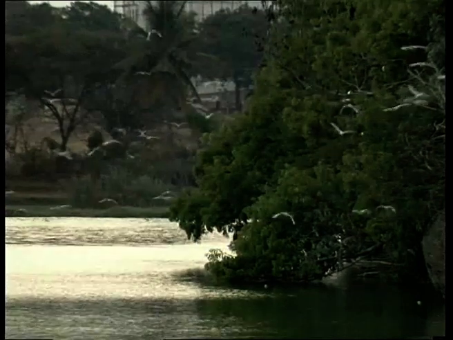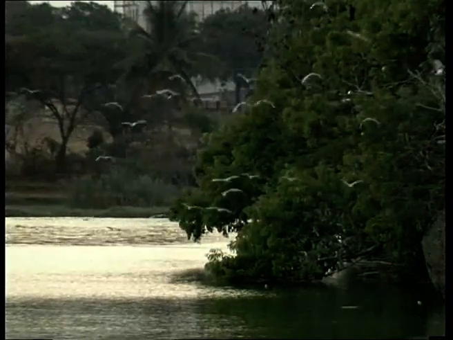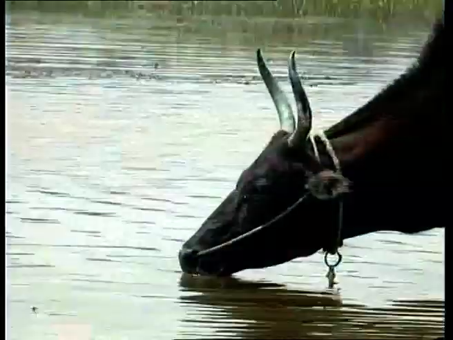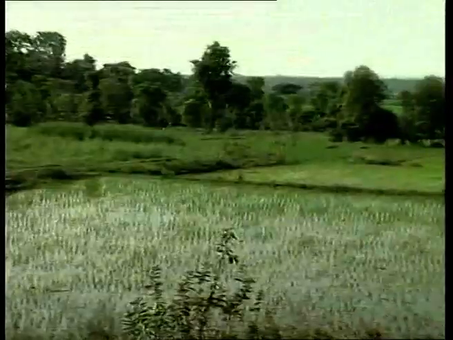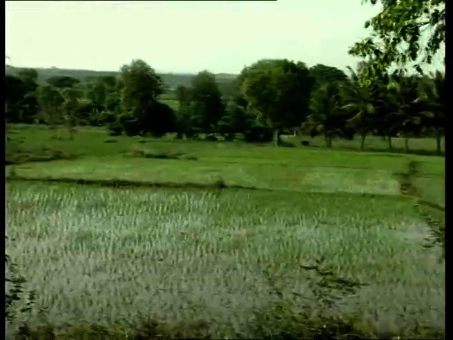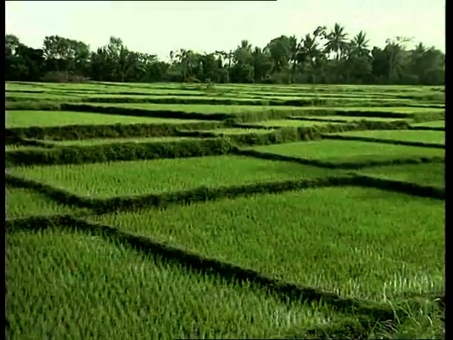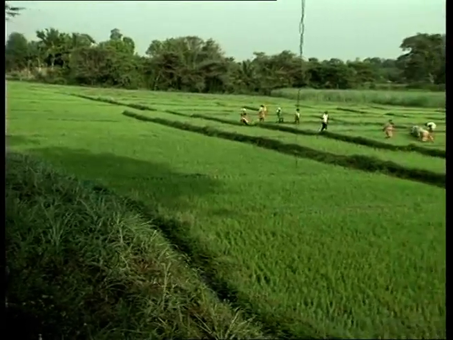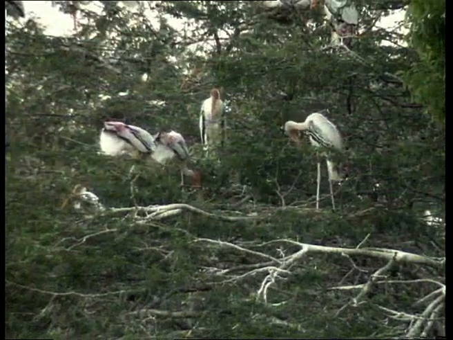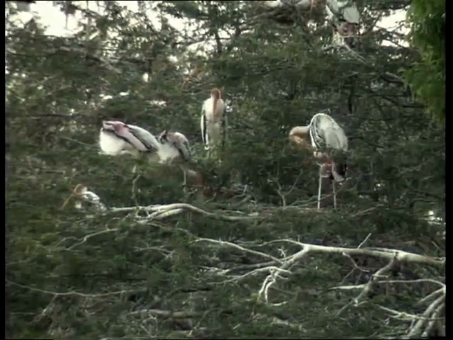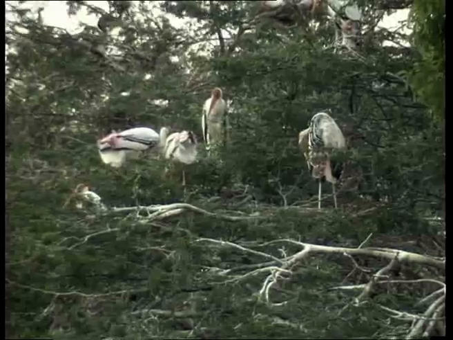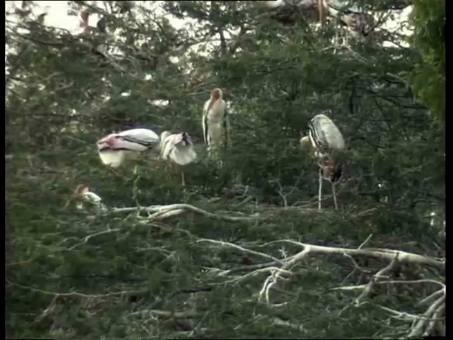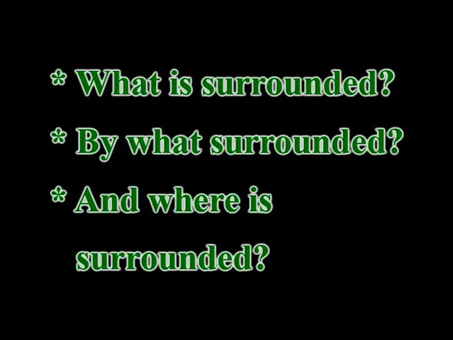Environment is a complex of many variables which surrounds man as well as the living organisms. The dictionary meaning of the word environment is a surrounding, external conditions influencing development or growth of people, animals or plants, living or working conditions, etc. This involves 3 questions. What is surrounded, by what surrounded and where is surrounded?